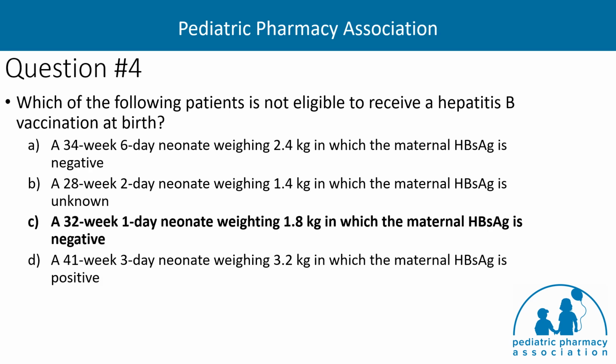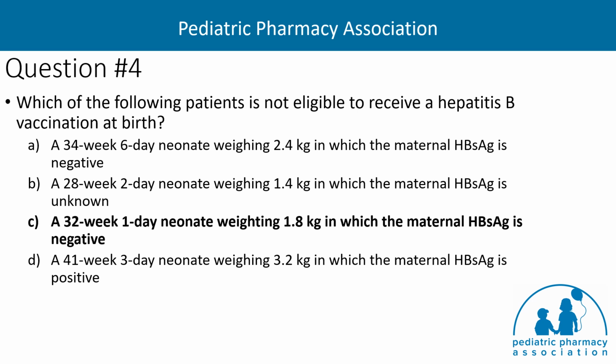The correct answer for number 4 is going to be C. The reason this neonate is not eligible is because their weight is less than 2 kilos. Because the maternal hepatitis B surface antigen is negative, this neonate would be due to receive their initial hepatitis B vaccination at 30 days of life or hospital discharge, whichever occurs first.